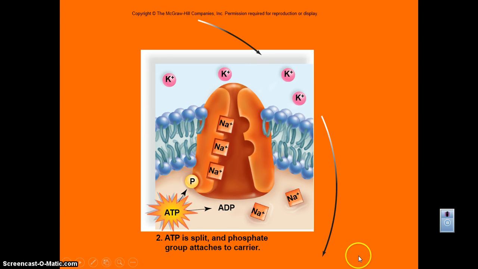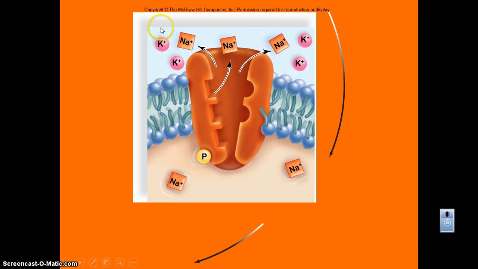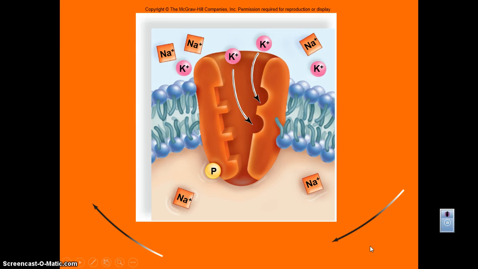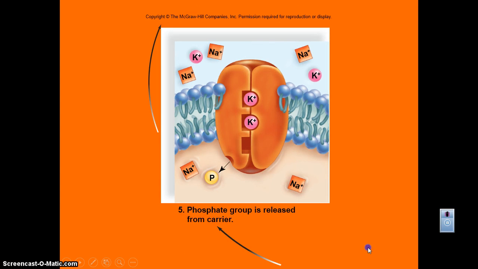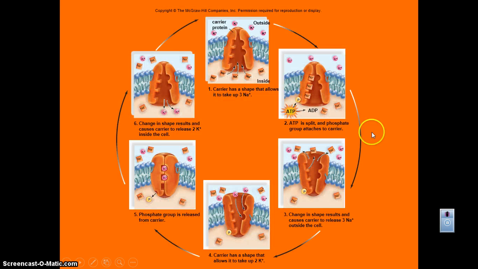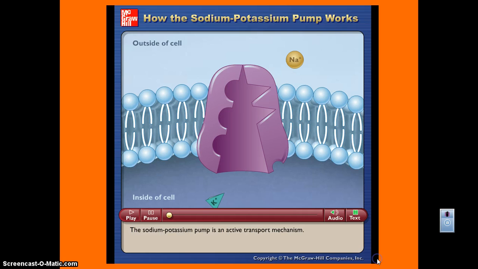And we can just watch this as the slides go through. We see the sodium that's been given off outside the cell, and it changes shape to take potassium ions inside the cell. And you can look at this in the circular graphic that helps you see each one of those steps specifically. And again, that's the sodium-potassium pump. It goes against the concentration gradient, uses a carrier protein to move sodium ions and potassium ions against the gradient into and out of the cell.